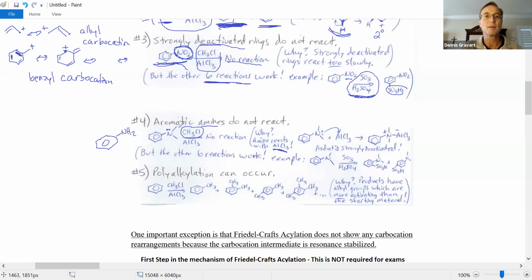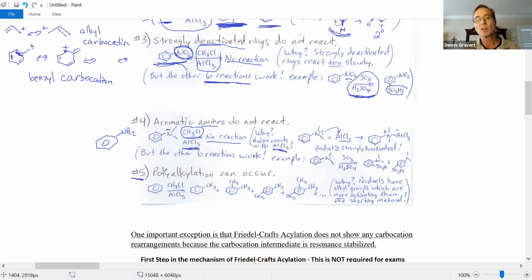Nitrogen with a lone pair, it could be NH2. It could be dimethylamine, 2 methyl groups. It could have 1 methyl. It could have any set of carbons. We're watching for a nitrogen with a lone pair. That lone pair will then react with aluminum chloride, and no reaction for Friedel-Crafts alkylation or Friedel-Crafts acylation.